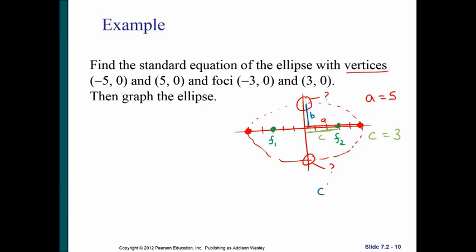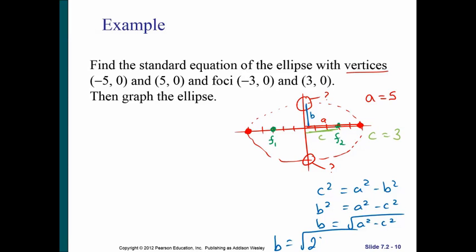So we know that c squared equals a squared minus b squared. Move some stuff around. So b squared equals a squared minus c squared, so b equals the square root of a squared minus c squared. So that means b is equal to the square root of 25 minus 9, and the square root of 16 is 4. So this point is (0, 4). And then there's a reflected point down below, which is at (0, -4).